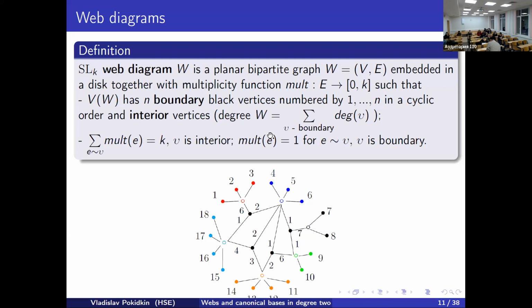Multiplied by k, over here, to k multiplied by this. So this is SL2.